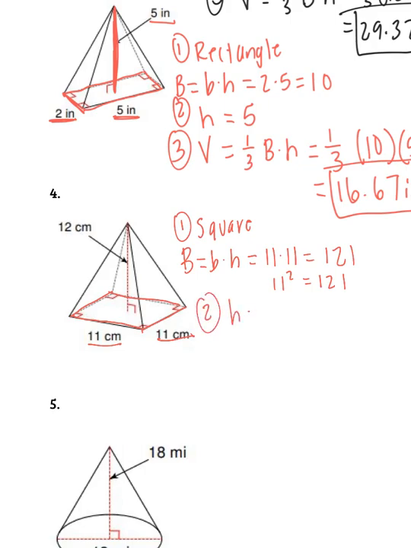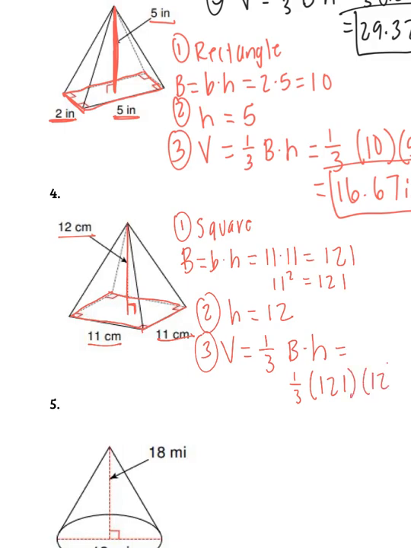Step 2, identify your height. Again, the height is super nice and friendly in these types of problems. So it's really refreshing compared to when we were working with prisms and cylinders. It was a little more difficult to see the height on those. So the height is 12. And then I need to plug that into my volume formula. 1/3 big BH. So then I get 1/3 times 121 times 12.